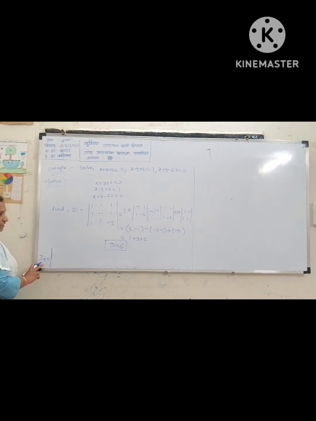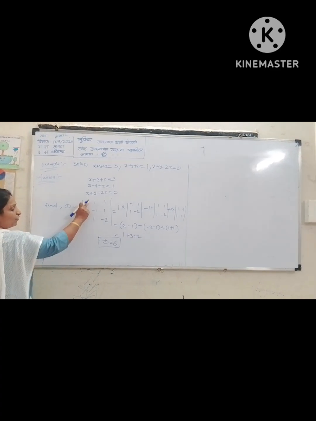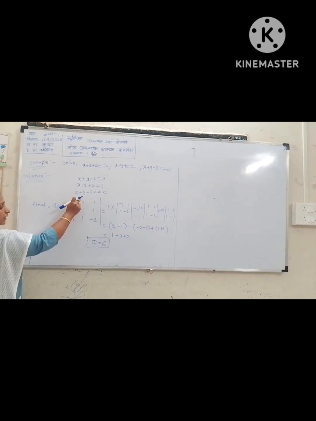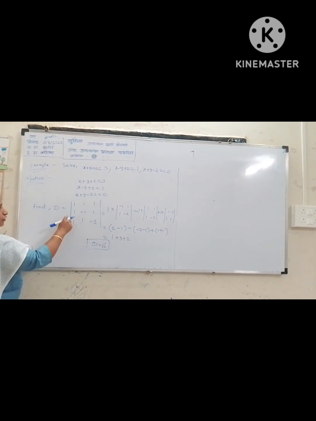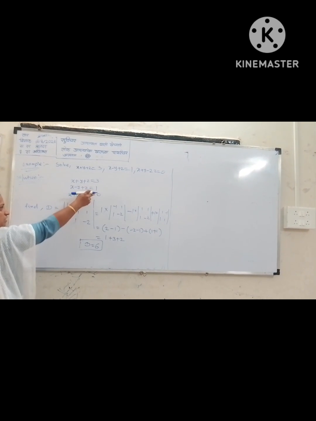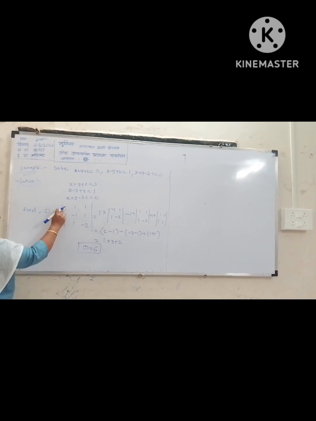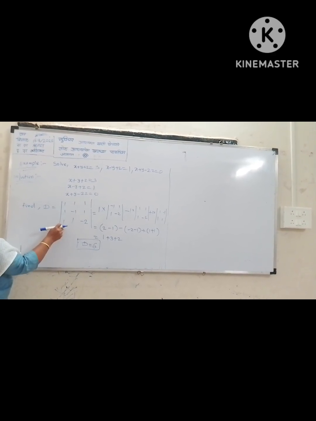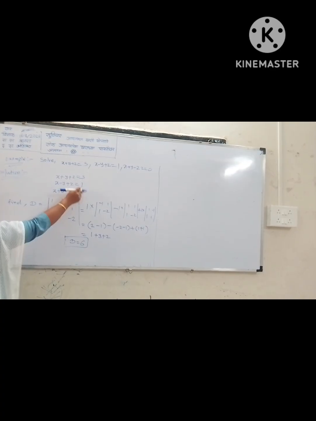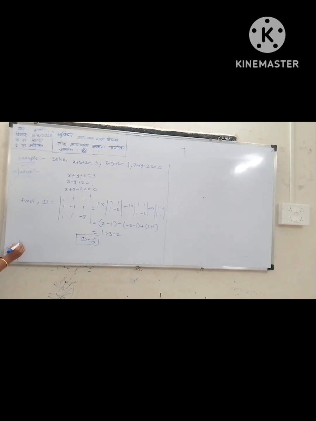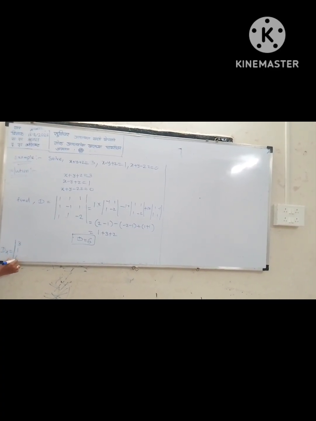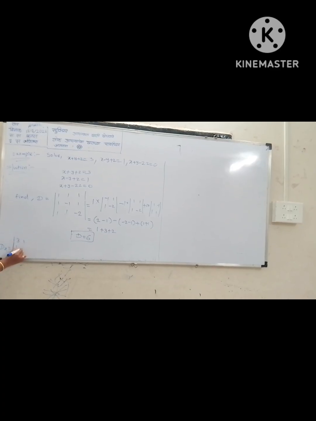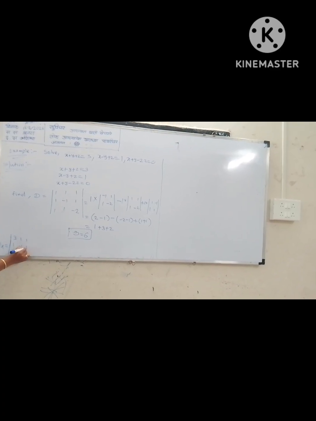Now Dx. Replace the first column, the coefficients of x, by the constants. The coefficients of x are 1, 1, 1, and we replace the first column by 3, 1, 0, that is the constants. So what is determinant Dx? 3, 1, 0, 1, minus 1, 1, 1, 1, minus 2. Remaining columns as they are, no change.